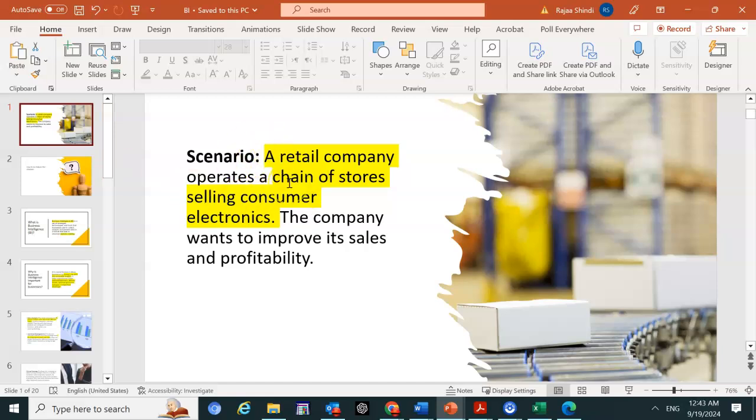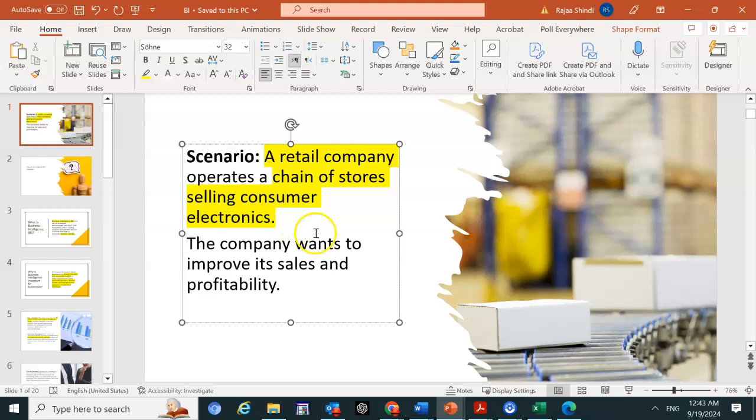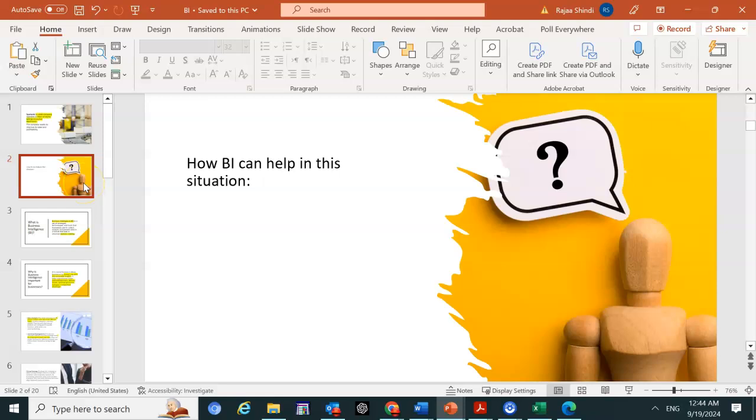Scenario: a retail company operates a chain of stores selling consumer electronics. The goal for the company is to improve its sales, and that's what the company wants to accomplish. So the question we can ask is, how can business intelligence help in this situation?